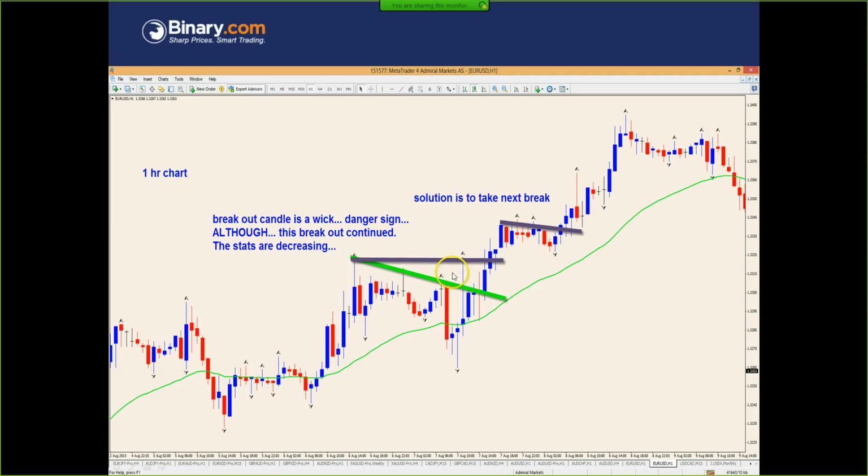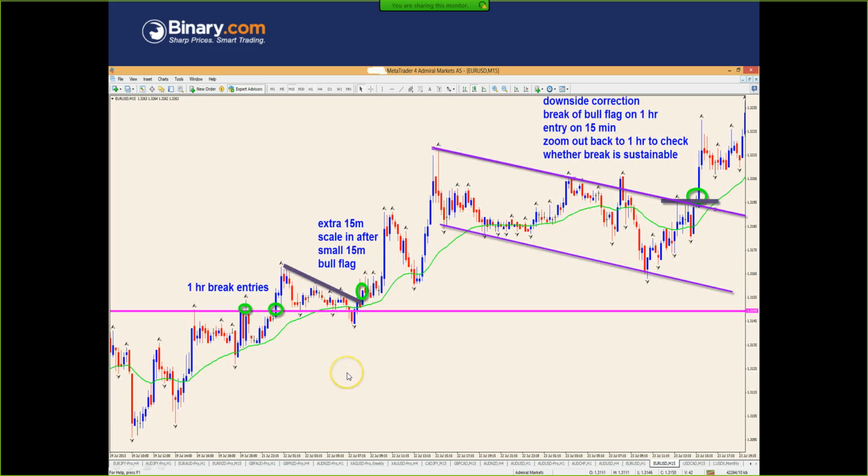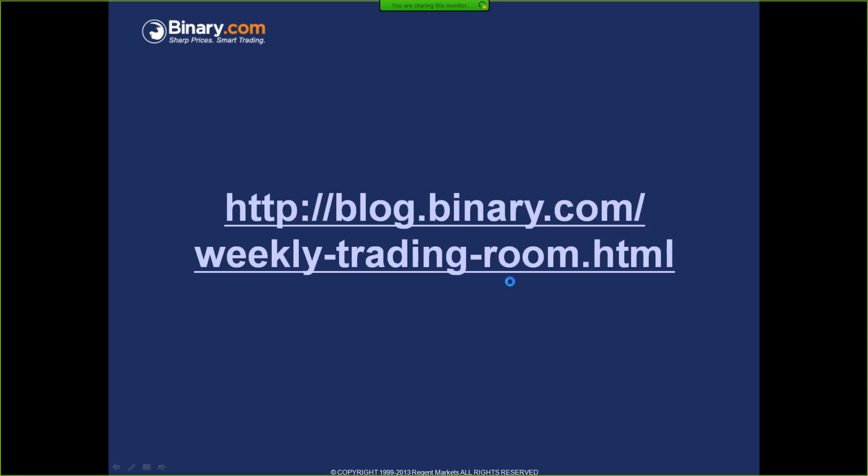Breakout candle is a wick here. Danger sign. And the price moves with higher highs and higher lows when you look at these fractals, right? Even on the 50-minute chart, we see here a break of the fractal and trend line indicating upside.